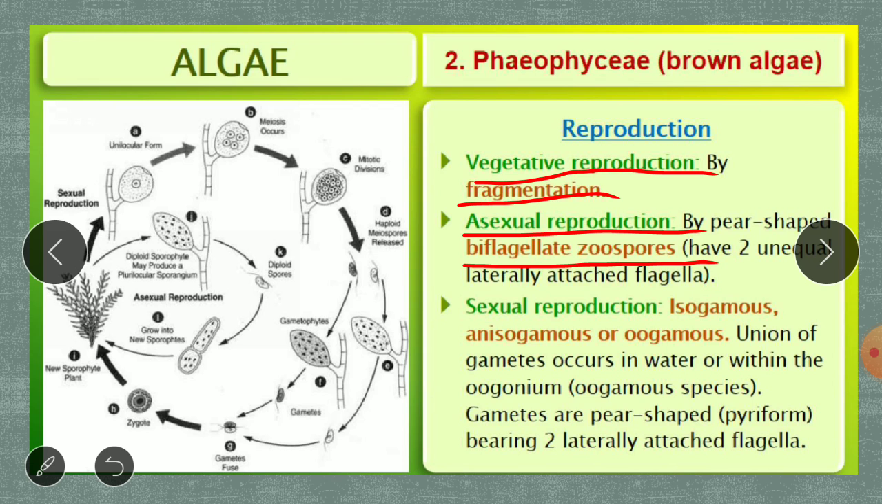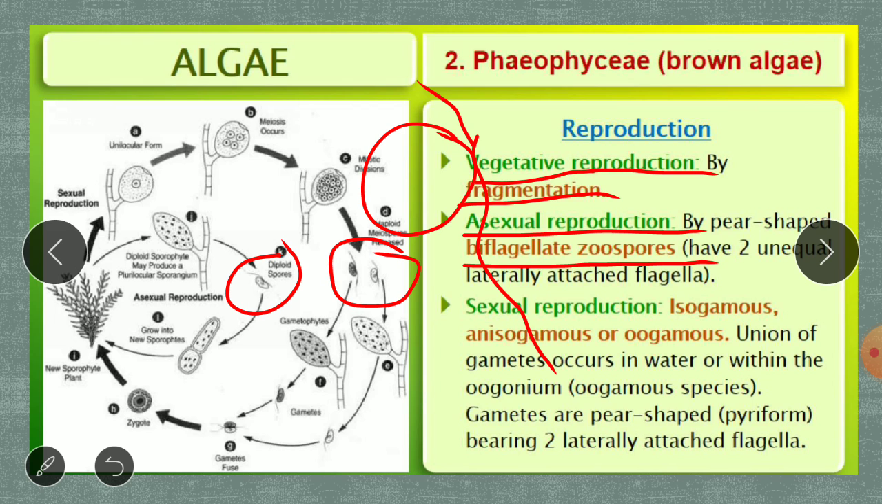So they are biflagellated, and these flagella are unequal. Suppose this is your organism. One has a small flagellum and the other flagellum is larger. They are laterally attached, as I am showing you here in the diagram, and the unequal flagella are present.